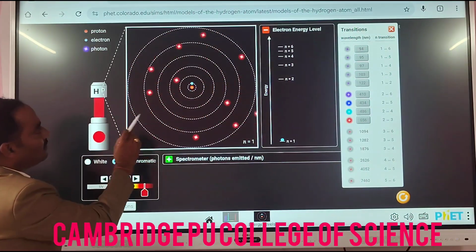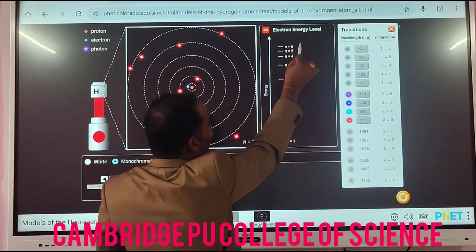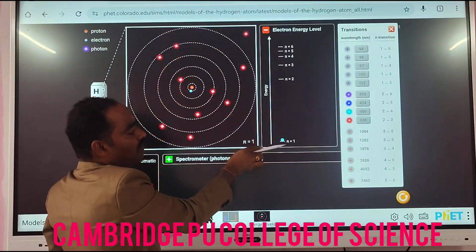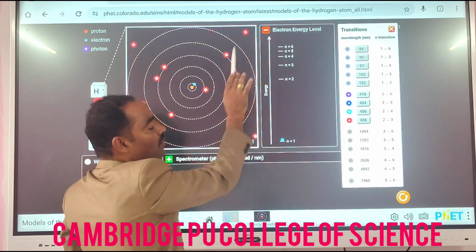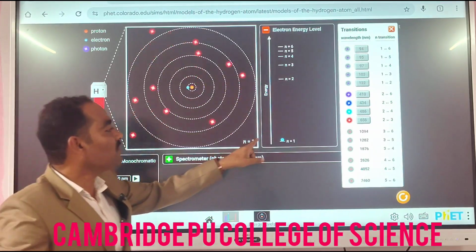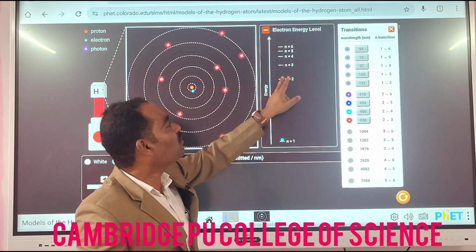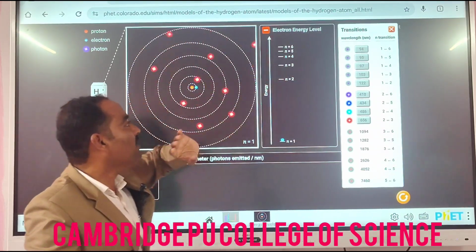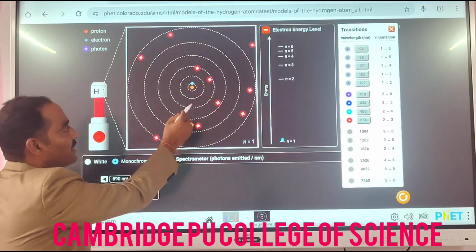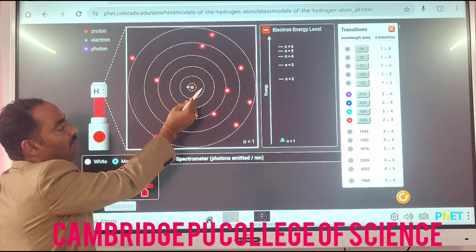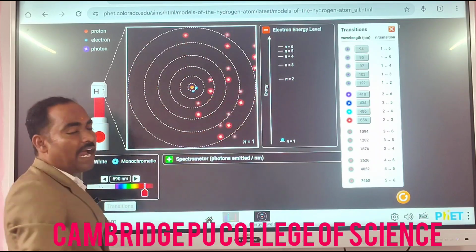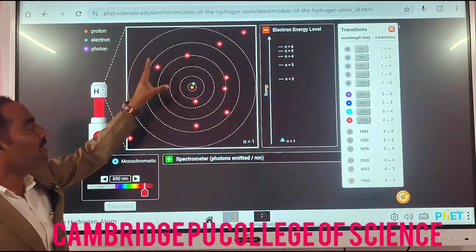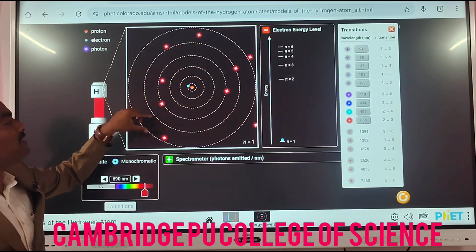Here, this is the electron energy level. This is the ground level. Electrons jump from the ground level to a higher level. That shows n equals 1, 2, 3, 4, 5, 6. These indicate the series: Lyman series, Balmer series, Paschen series, Brackett series, and Pfund series. In total there are 5 series, 5 lines it will show.